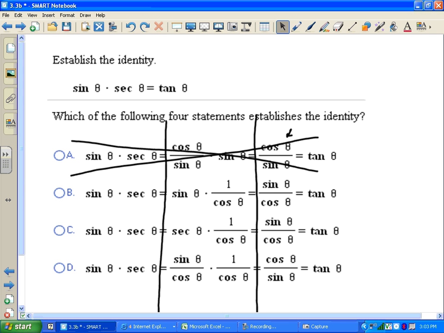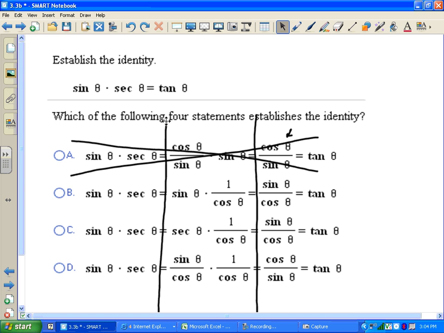Okay? Now, look at choice B. Now, this is more like it. On the last step right there, they have the sine of theta over the cosine of theta is tangent of theta. Now, that's correct. And so B would still be a possibility.